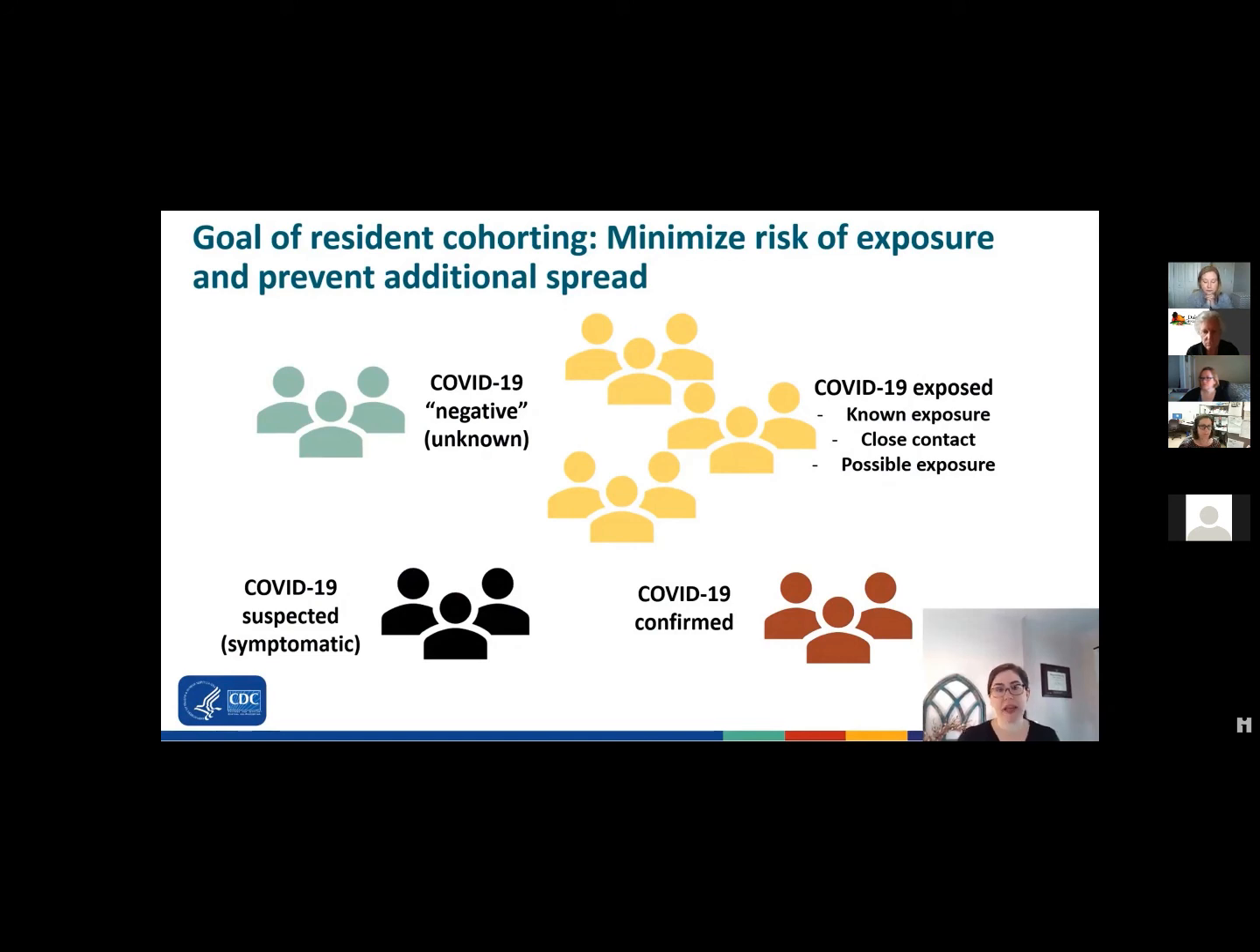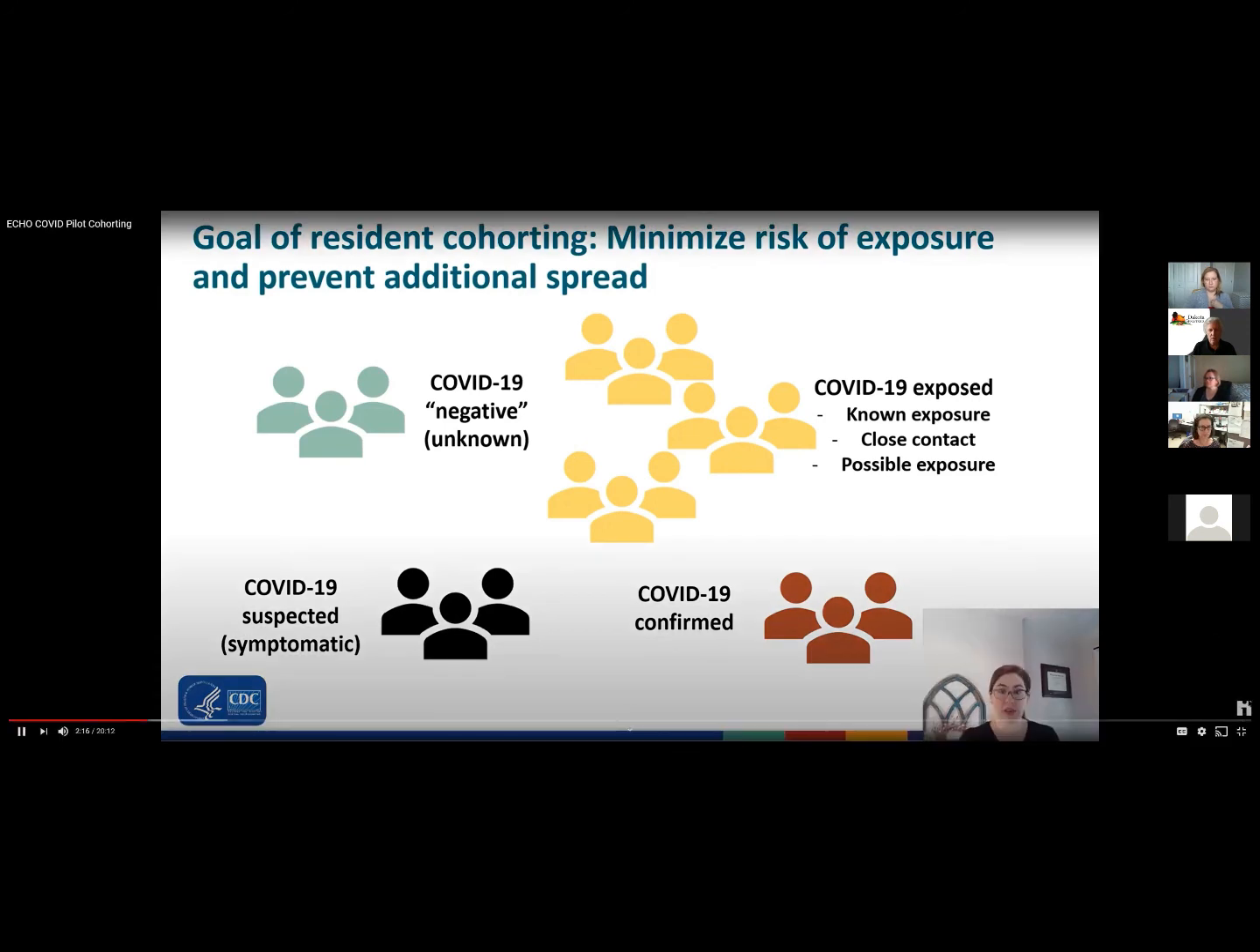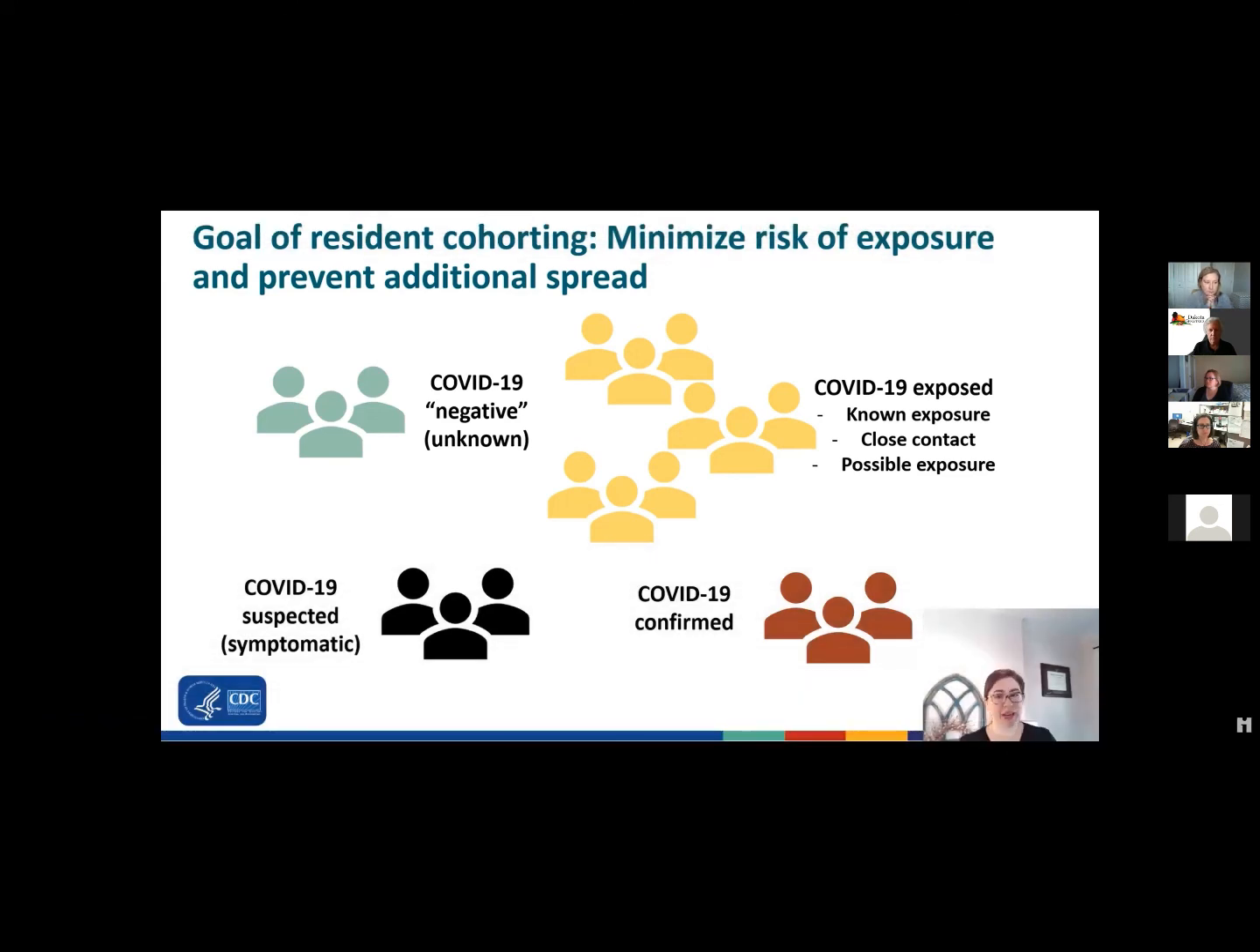It's probably also relatively easy to understand the idea of grouping together people who we don't think have COVID-19. Now, granted, it's probably not entirely appropriate to refer to them as being COVID-19 negative, because they may or may not have actually been tested, and we know that testing just reflects a single point in time. So we tend to think about them more as being COVID-19 unknown, because they could become positive at any point.